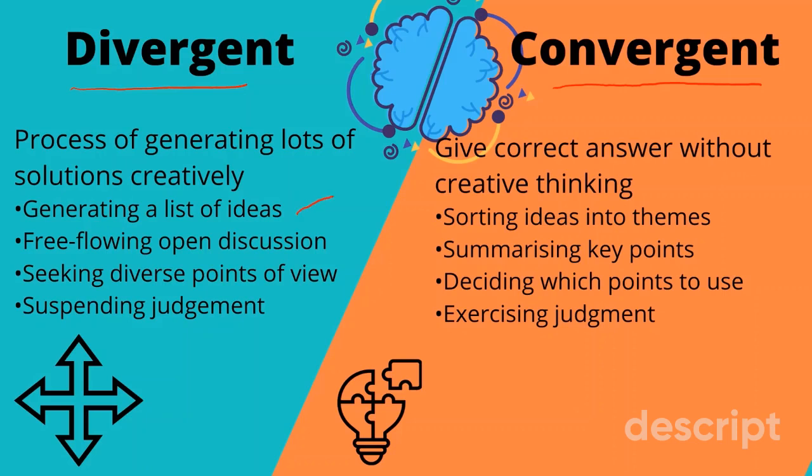Divergent is more creative in the sense that you will generate ideas endlessly, free flow, and also seek diverse points of view and suspend judgment on whether the idea will work or not. Whereas convergent is more realistic, where you give the correct answer, yes or no, organize ideas into different teams, different categories, summarize all key points, decide what points should be used, and exercise judgment on the points to be used.